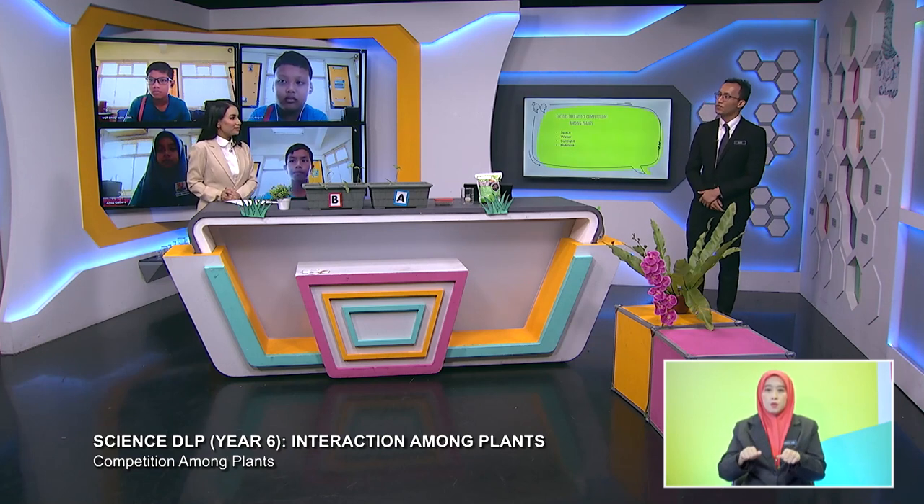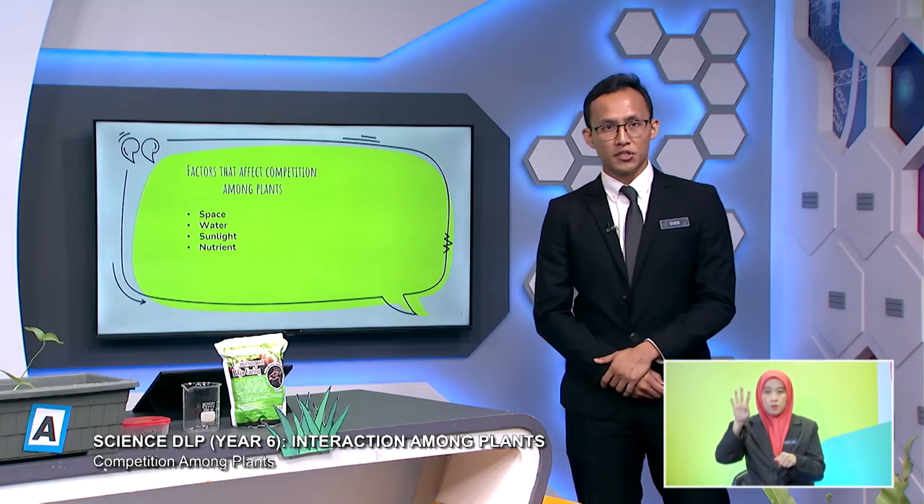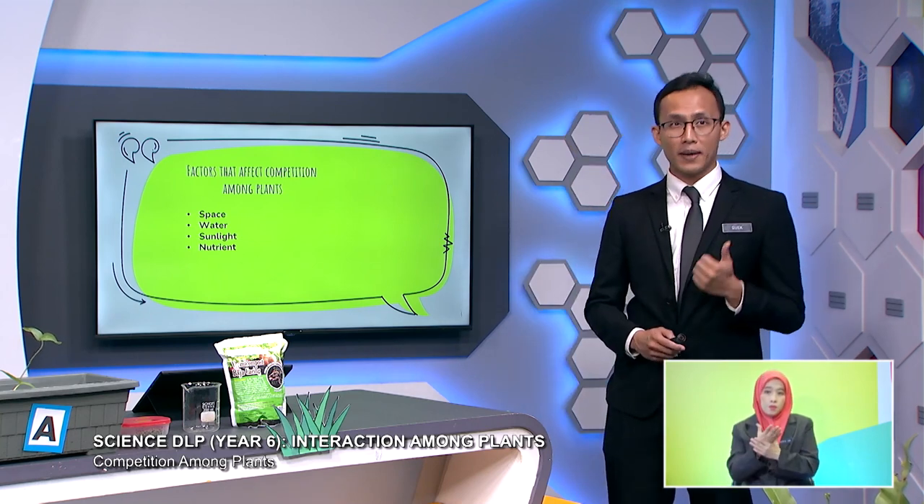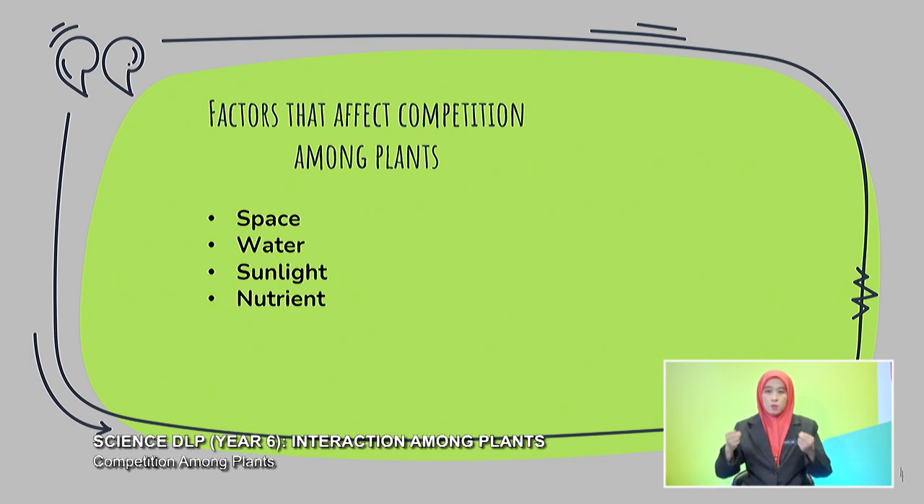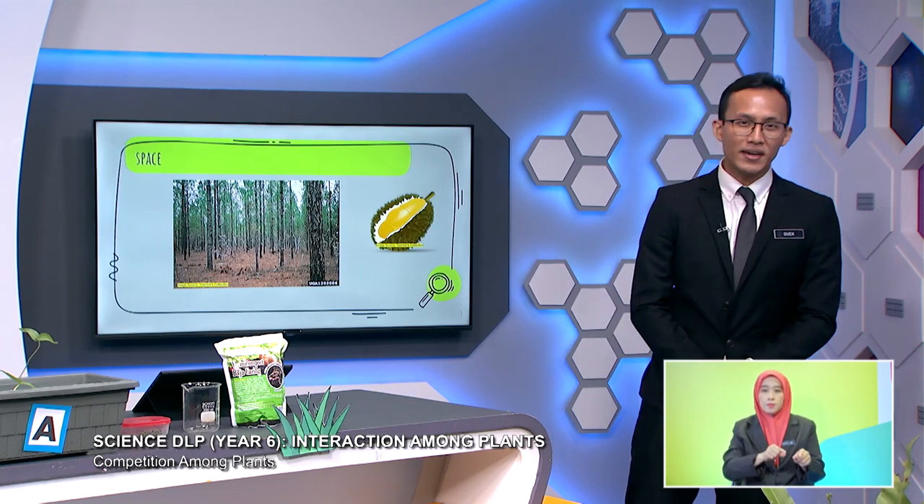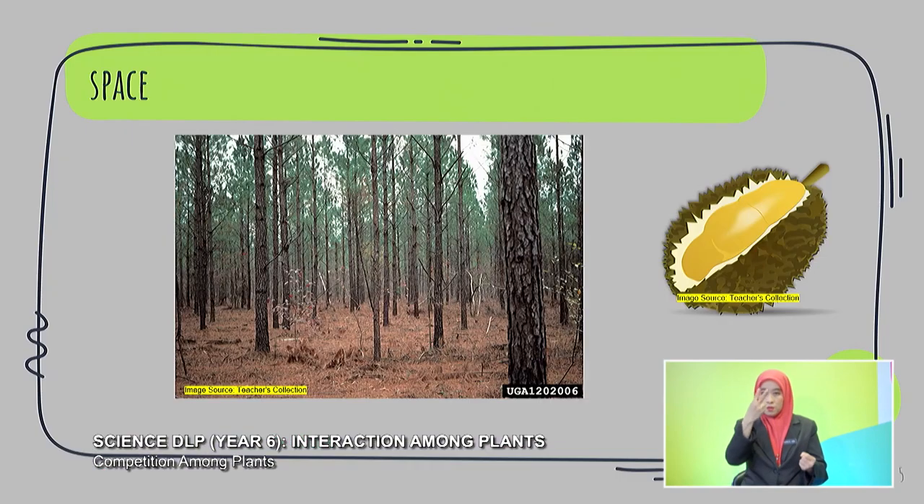All right. So for the factors that affect competition between plants, there are altogether four of them. The first one is space. The second one is water. The third one is sunlight. And finally, nutrient. Okay, so I'll go straight to the point. For space, okay, look at this picture. What do you see?